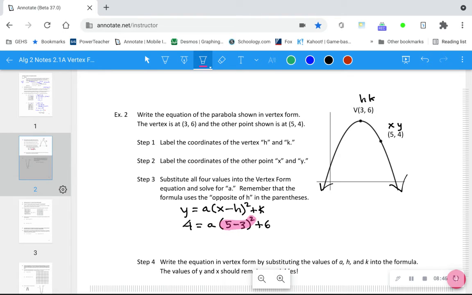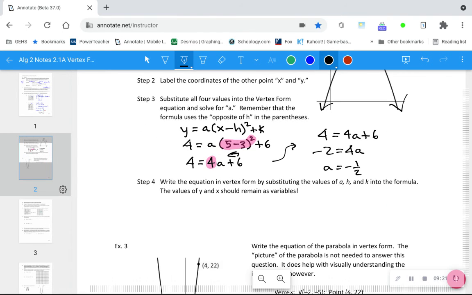So first of all, 5 minus 3 would be 2. And when I square that, I get 4. So let me write down everything else. I'll subtract 6 off both sides. I'm out of room, so let me come over here with it. Subtract 6 off both sides, and divide both sides by 4. And now we know a is -1/2, which would be a vertical compression, and then the negative would do a vertical reflection.